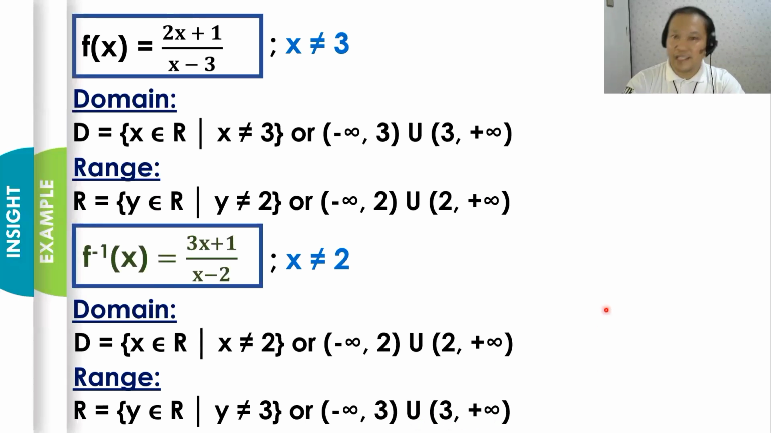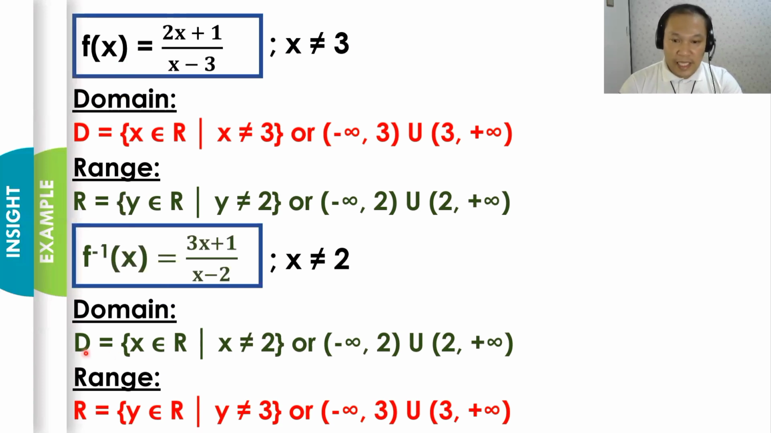Now, from that concept, we are able to find the domain and range of the given function and its corresponding inverse. Now let's go to the relationship between the domain and range of the given function and its inverse, using the last example. The domain of our inverse, highlighted with the color green, is the range of the given function.